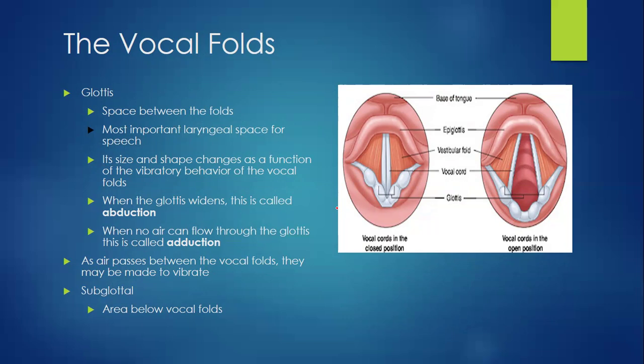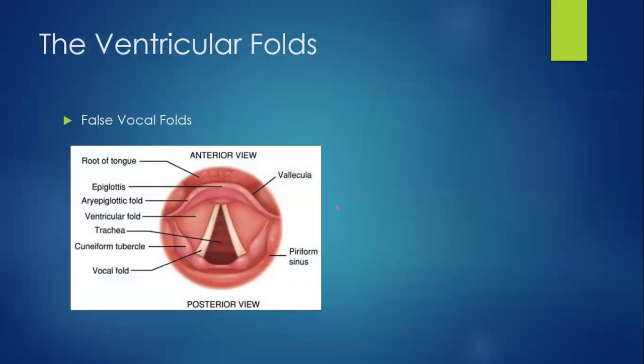When the glottis widens or when it opens, we call it abduction. And then when you put your vocal folds together, we call that adduction. All right. And air passes through the vocal folds and causes the vocal folds to vibrate. And I talked about the subglottic area, which is the area below the vocal folds. You're going to hear me talk about subglottic pressure. So just know that subglottic just means the area below the vocal folds.